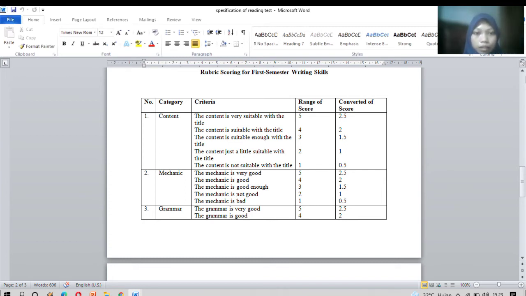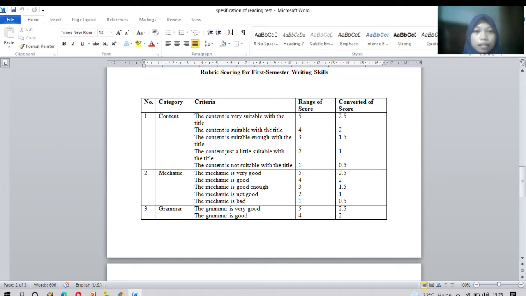And then the second is mechanics. The mechanics is very good, the range of score is 5. The mechanics is good, the range of score is 4. The mechanics is good enough, the range of score is 3. The mechanics is not good, the range of score is 2. And then the mechanics is bad, the range of score is 1.